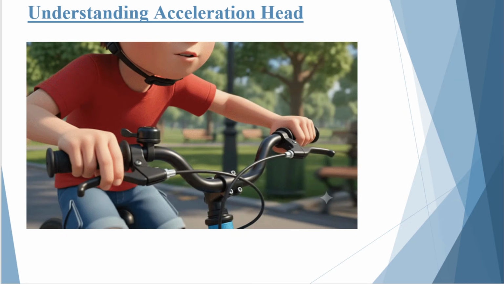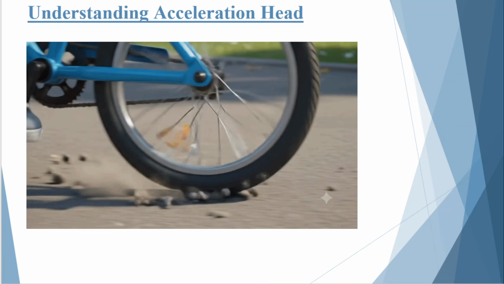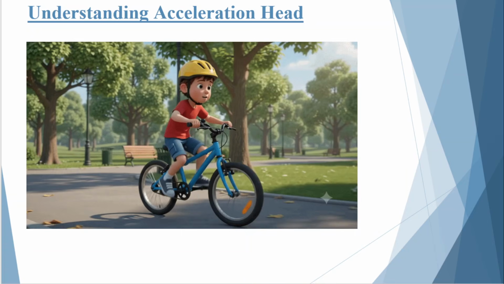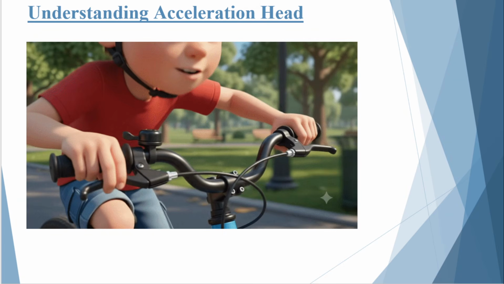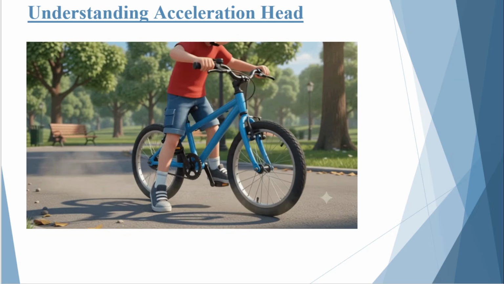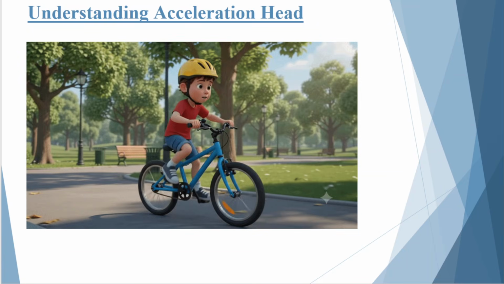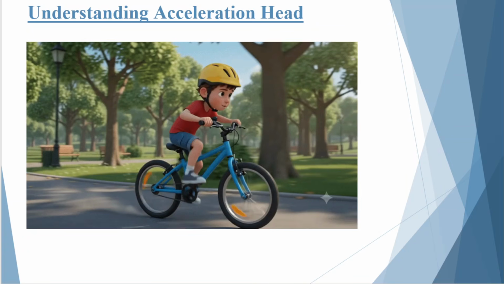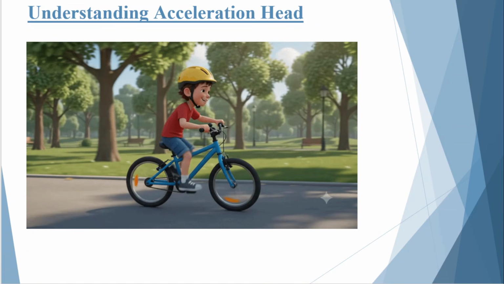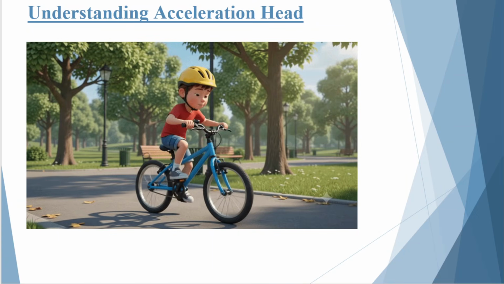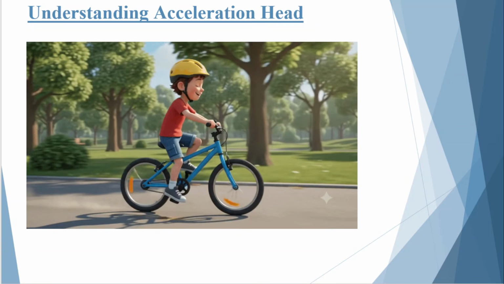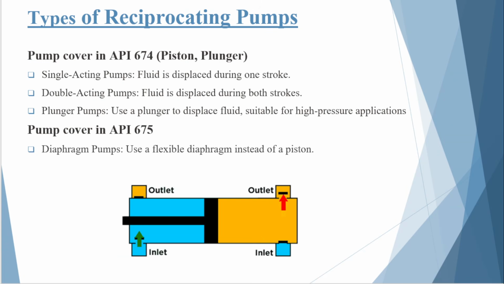Notice that the piston does not move at a constant speed. Because it is driven by a crank and connecting rod mechanism, its velocity continuously changes during every revolution. At the beginning of the stroke, the piston starts from rest. As the crank rotates, the piston accelerates, and its velocity gradually increases. Around the middle of the stroke, the piston reaches its maximum velocity. After that, it starts slowing down, and at the end of the stroke, it again comes to rest before reversing its direction.